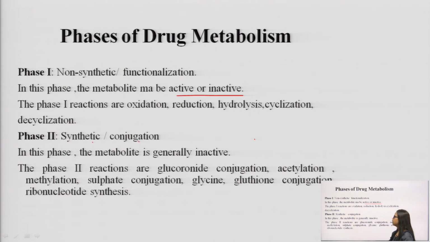In this phase, the metabolite is generally inactive. The main important difference between these two phases is that in phase 1 the metabolite may be active or inactive, but in phase 2 the metabolite is generally inactive. Phase 2 reactions are glucuronide conjugation, acetylation, methylation, sulfate conjugation, glycine and glutathione conjugation, and ribonucleotide synthesis.